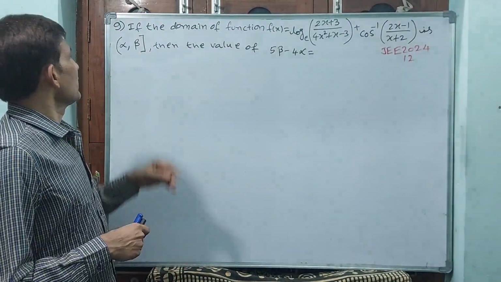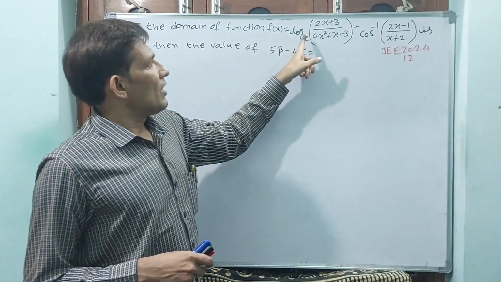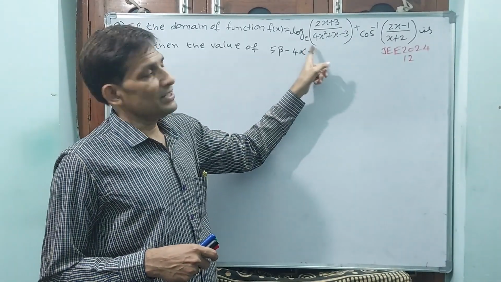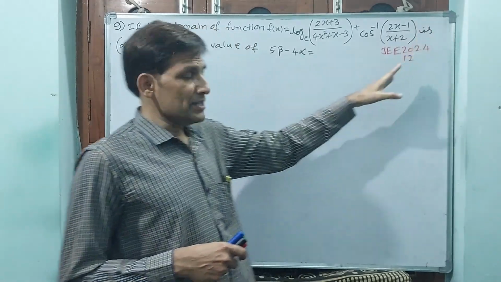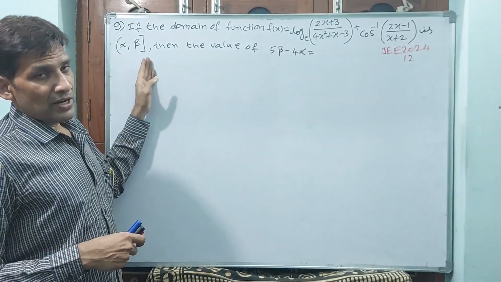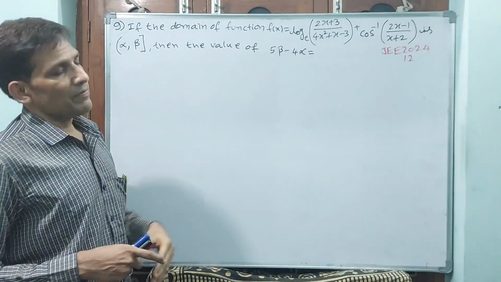If the domain of the function f(x) = log base e of (2x + 3)/(4x² + x − 3) + cos⁻¹((2x − 1)/(x + 2)) is (α, β], where alpha is an open interval end and beta is a closed interval end, then what is the value of 5β − 4α?